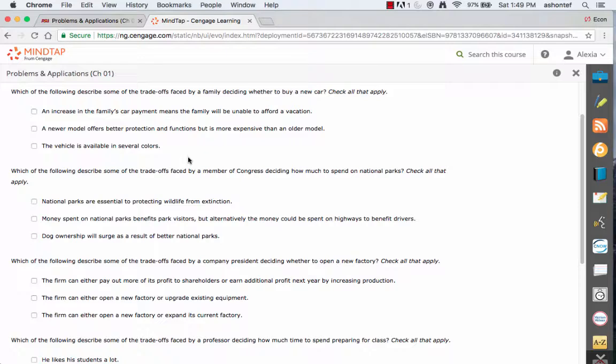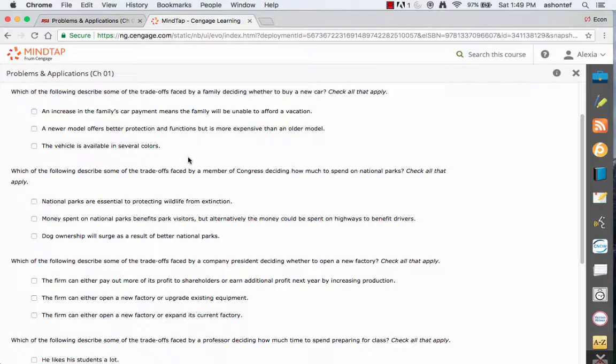The next one says, a newer model offers better protection and functions, but it's more expensive than an older model. Again, the question at the start is saying they're trying to decide whether or not they should buy a new car. If they go ahead and buy the new car, yes, they're going to get more protection and nicer functions, but it's more expensive than an older car. So again, is that considered a trade-off? Well, I'm going to tell you the answers here. Absolutely, that's a trade-off, because it's more expensive to the family.